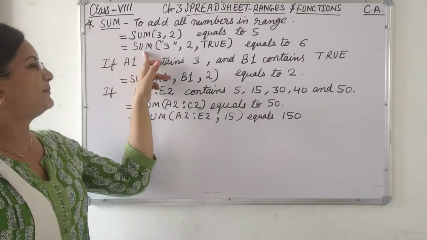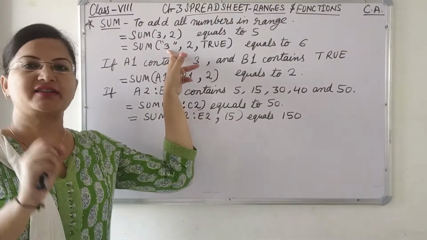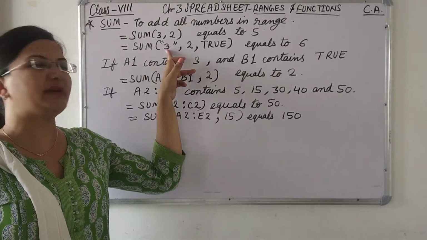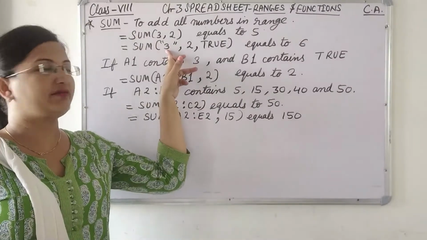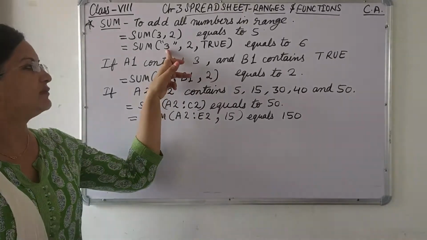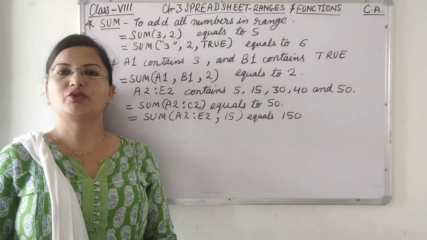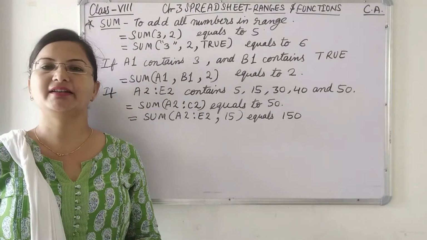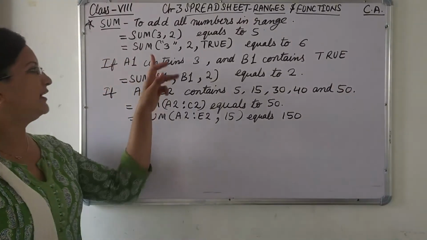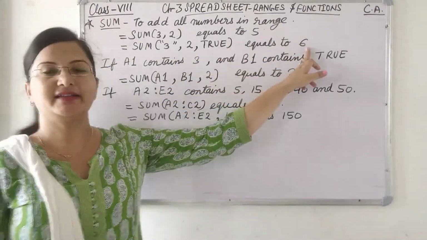Now the next example. See, here there is a number but it is in double quotes. That means a text representation of the number. If we write a number in double quotes, it becomes text, but this will also be counted. If we write the text representation of the number directly here, then the number will be added, and TRUE. TRUE is actually a boolean value. There are two boolean values in spreadsheet, TRUE and FALSE. TRUE means 1 and FALSE means 0. So here 1 will be added. Got it? So 3 plus 2 plus 1 is 6.